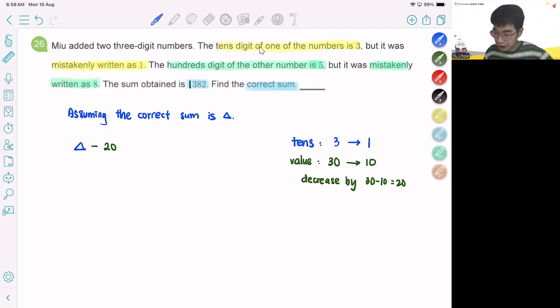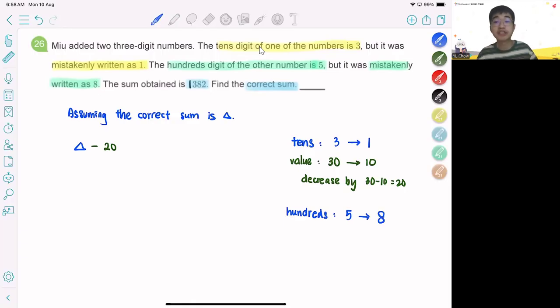This time, the second digit that is wrong is the hundredths digit of the other number. The hundredths digit of the other number originally is 5, but then it was mistakenly written as 8. So that, of course, will change the value of that digit, right? Or rather, that place value. So let's look at the value. How does it change? Originally, when the hundredths digit is 5, what is the value that it carries?